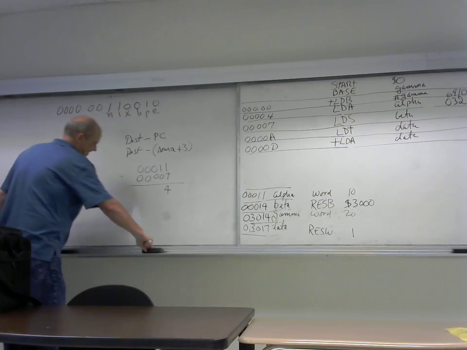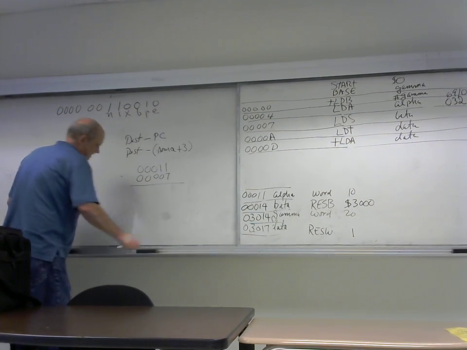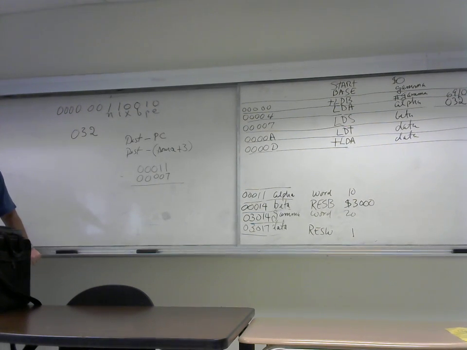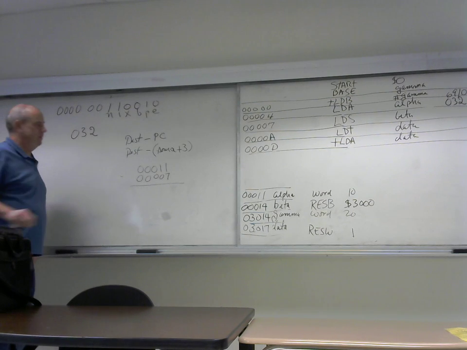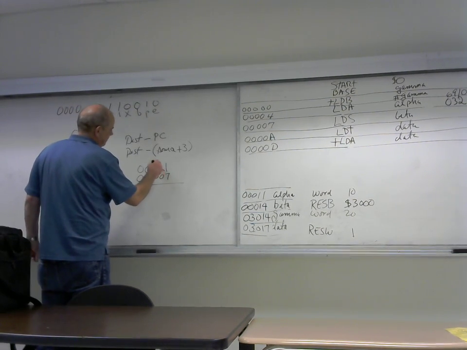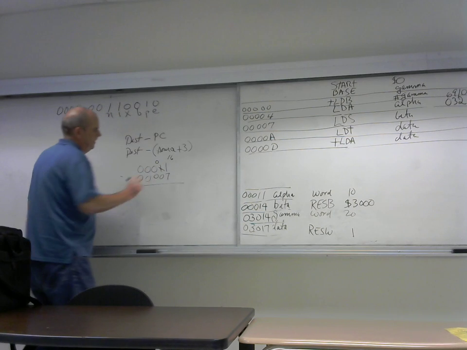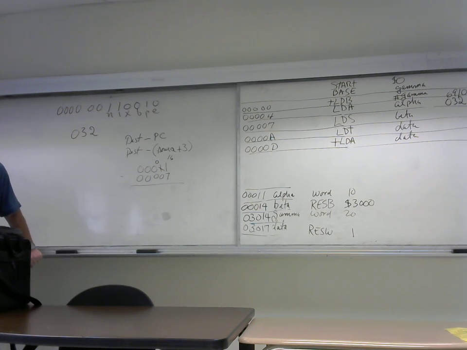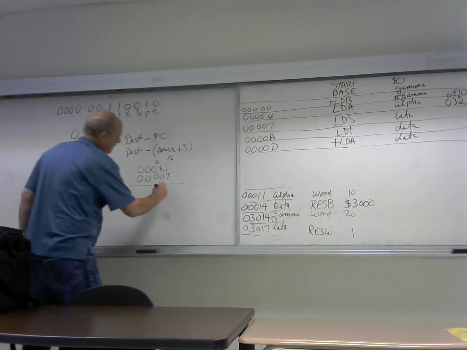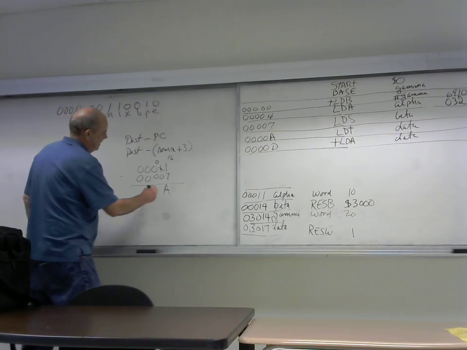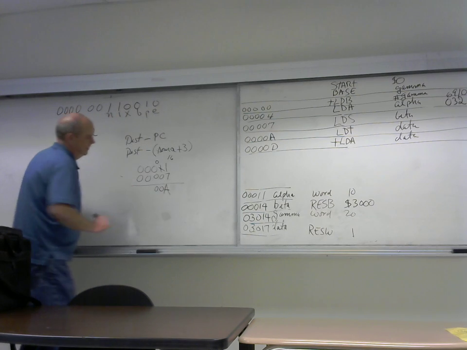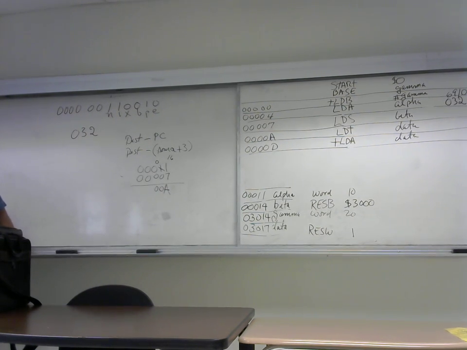Oh no. Oh dear. 1 minus 7, we can't do it. So we borrow, and we borrow 16. So this becomes 0, we have borrowed 16. We already had 1, so that gives us 17. Minus 7 is 10. A. And then the rest of it's all zeros. Everybody see that?